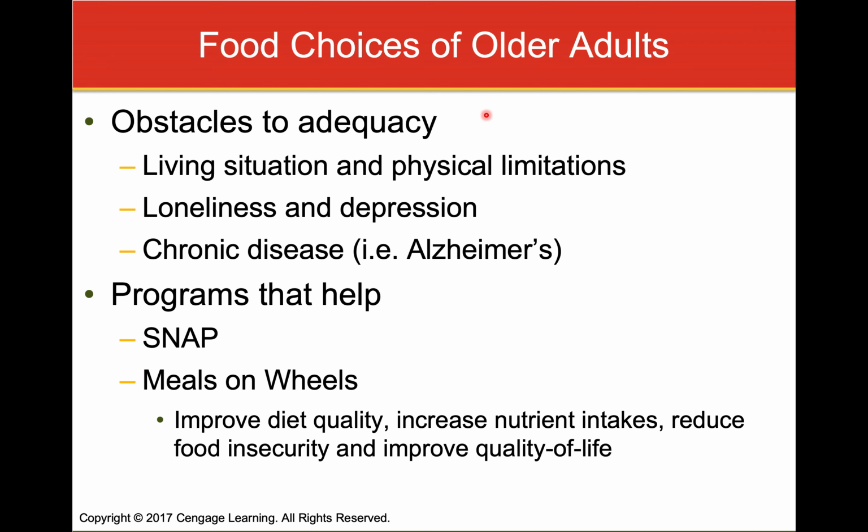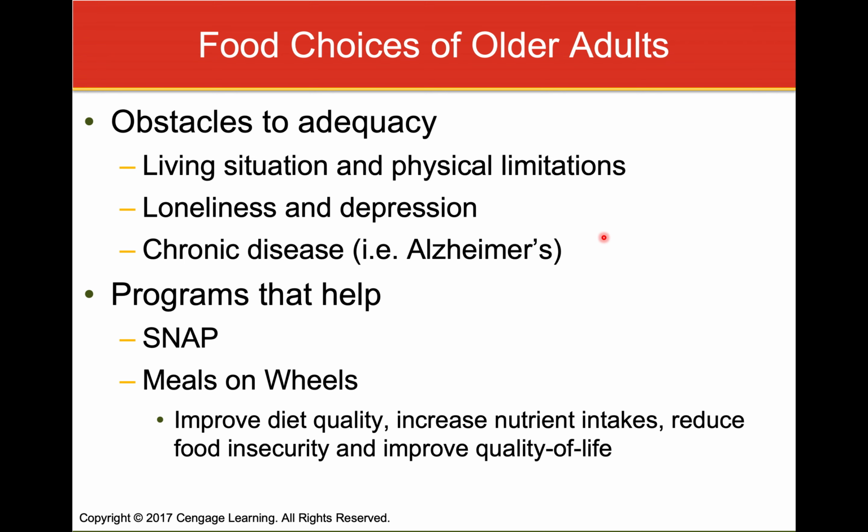Food choices of older adults. There are some obstacles to adequacy: living situation, physical limitations. So they may live by themselves and have issues cooking food. They may have physical limitations that prevent them from shopping or cooking. Older individuals often deal with loneliness and depression, so this, of course, can affect nutritional status for the worse.